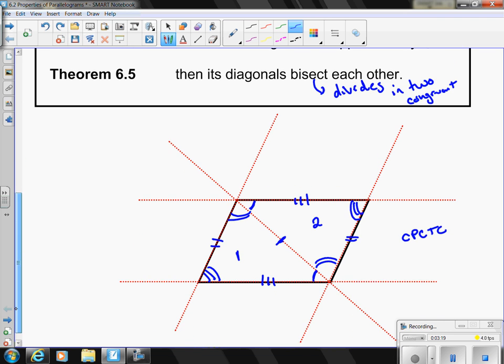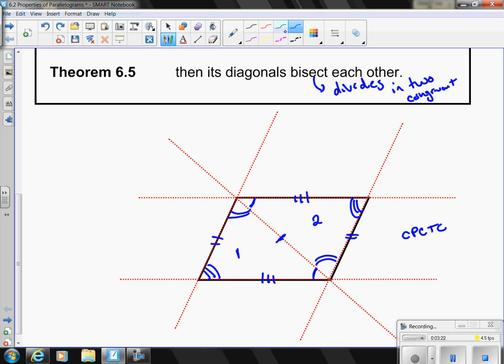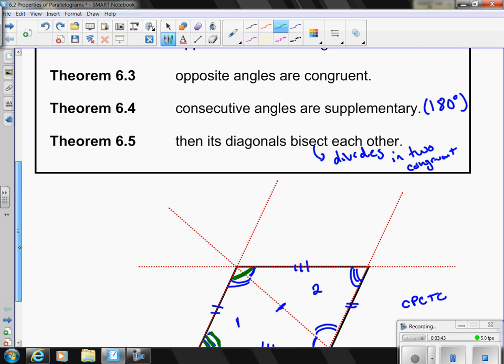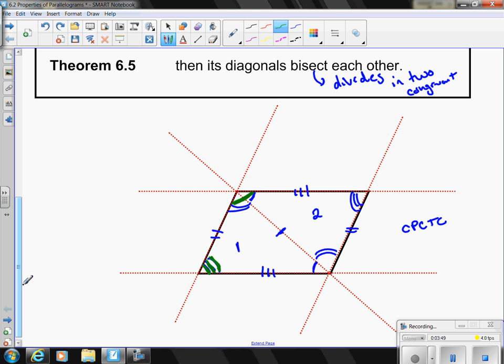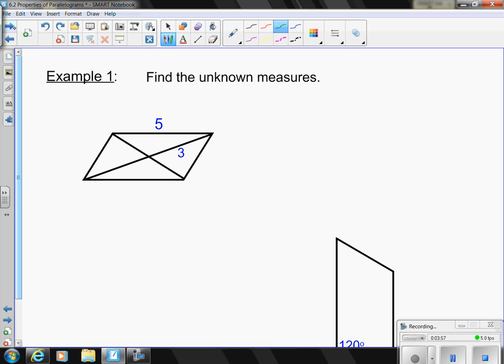Consecutive angles are supplementary. I'm going to switch colors here. This angle and this angle, those are consecutive interior angles. And we know by the consecutive interior angles theorem that they are supplementary. That'd be how you prove that theorem. And the diagonals bisect each other. You'd have to draw in another diagonal here and show two more triangles congruent. I'll let you do that on your own, and we'll move on to a couple quick examples.